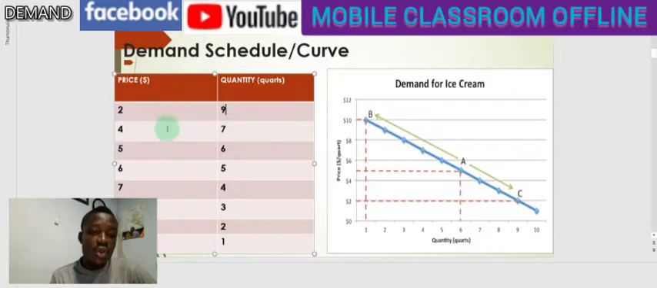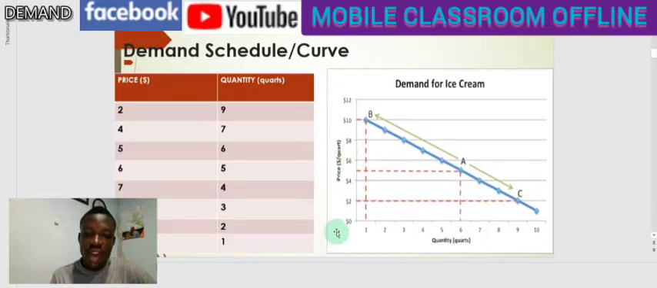As the price goes up, the quantity demanded goes down. And then as the price goes down, the quantity demanded goes up. This is a true reflection of the law of demand. Now, if we should represent this on a curve, then we refer to it as the demand curve. So when price is 2, here demand is 9. And then when price is 4, demand is 7. And that is how we are able to draw this curve.